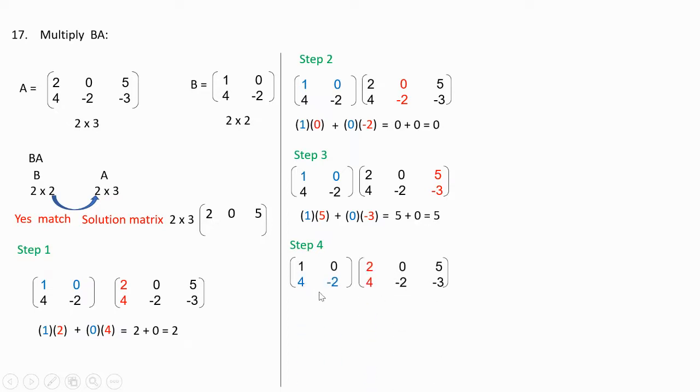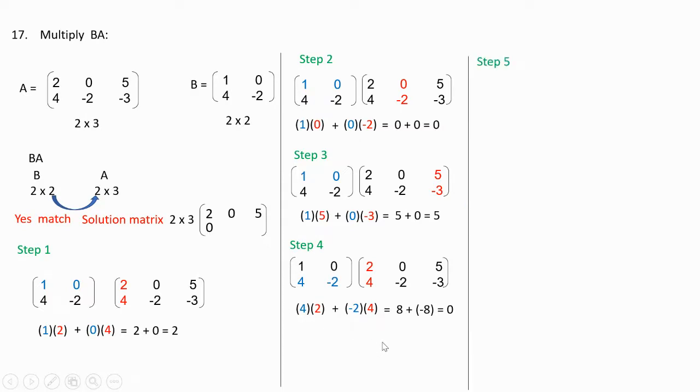And again, I repeat the process. So I'm going to multiply the second row times every column, starting with column 1, then column 2, then column 3. So it's going to be 4 times 2 plus negative 2 times 4. So it's going to give us 8 plus negative 8, which will be 0. So the 0 goes on the second row, first column.